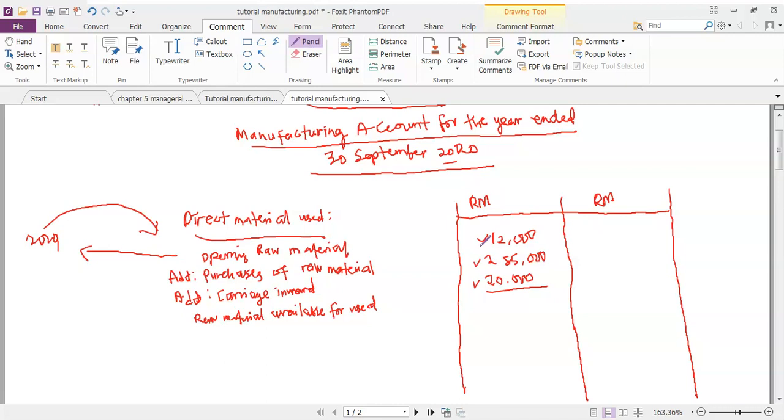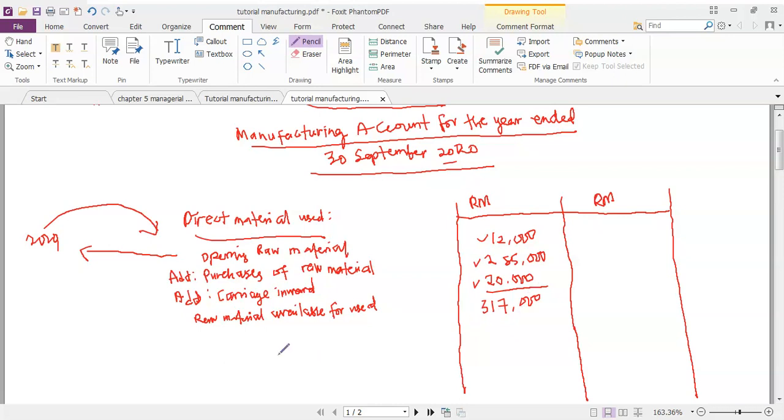So what is your amount of raw material available for use? 317,000. Is it correct?